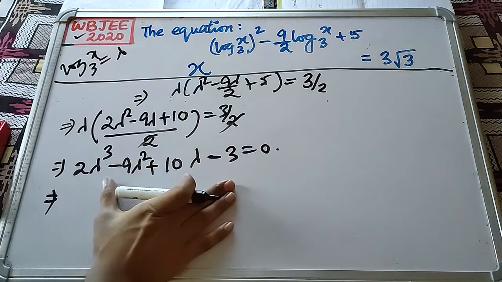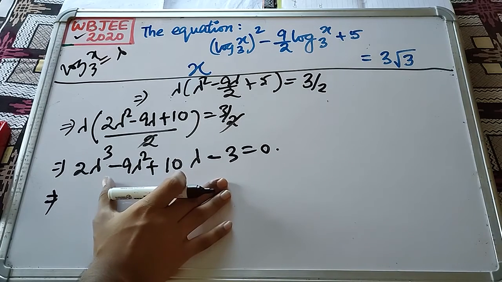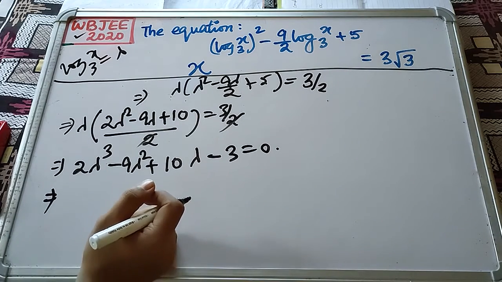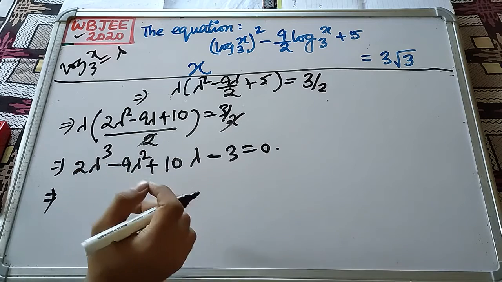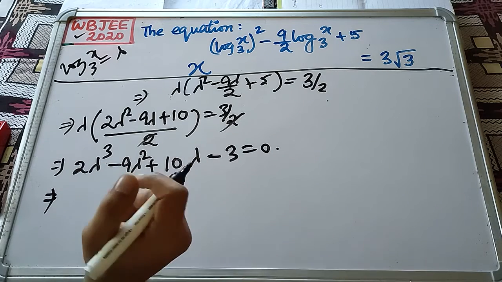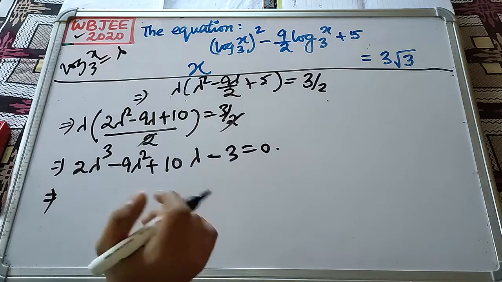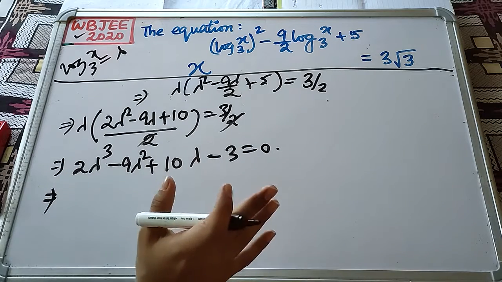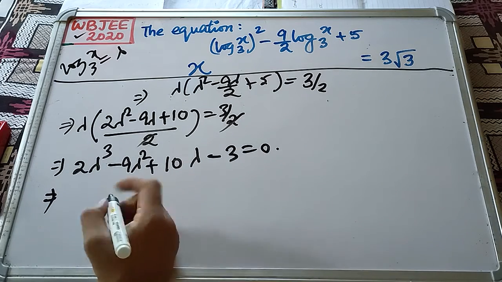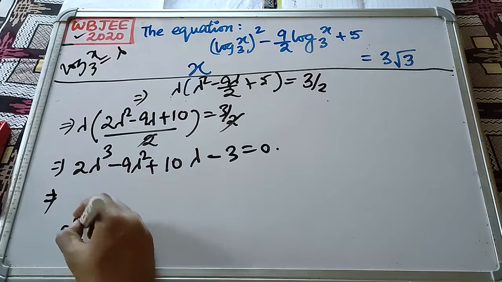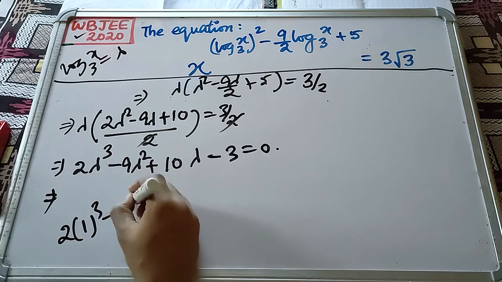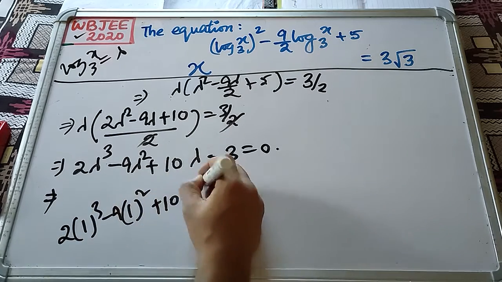Now this is a cubic equation. The way to solve a cubic equation most easily is by hit and trial. So what we will do, we will input 1, because we will begin with 1. If you input 0, this does not give a solution. So now let us try with 1. If we put 1, 2 into 1 cubed minus 9 into 1 squared plus 10 into 1 minus 3.